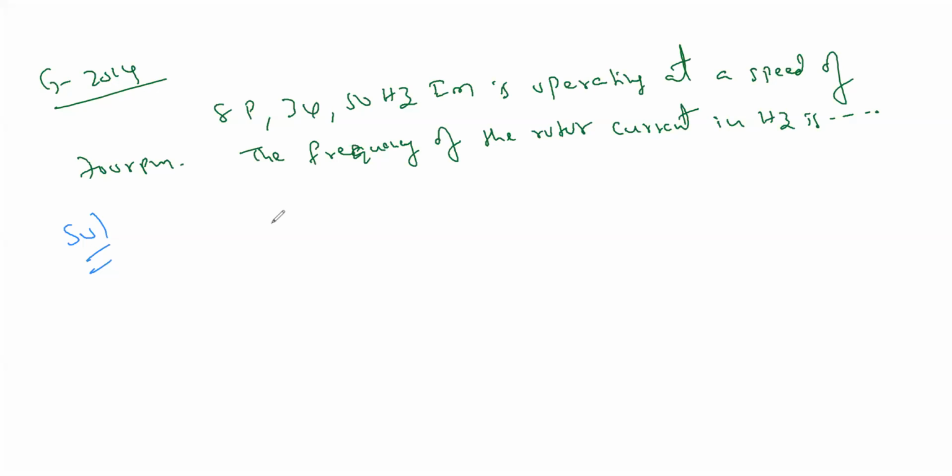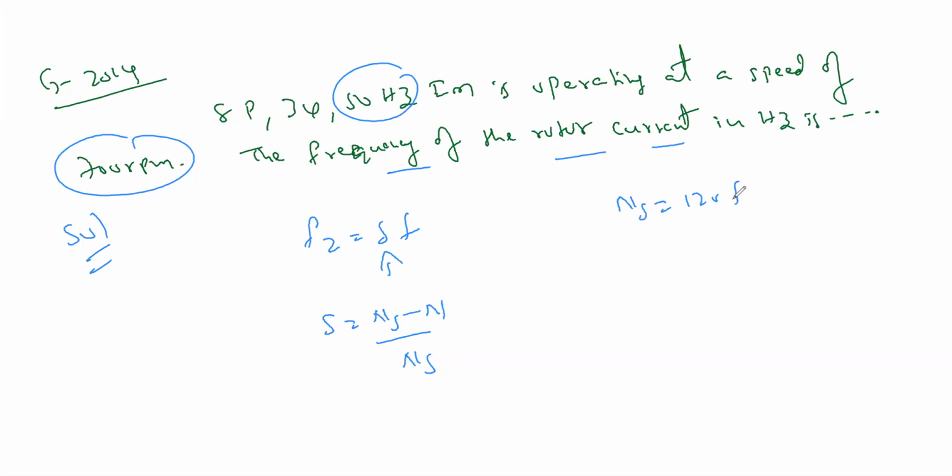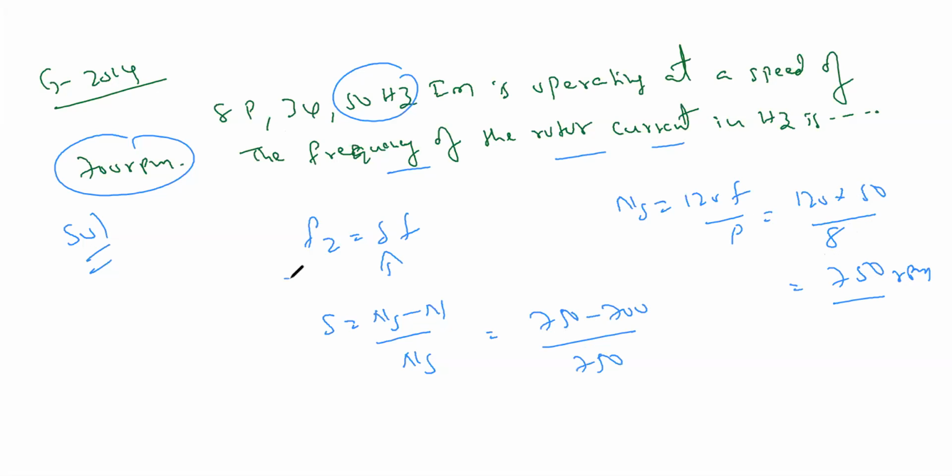So any issue here? It's simple, right? Frequency of rotor currents F2 equal to S F. F is 50 Hertz, S calculate करना. S is Ns minus N by Ns. N तो पता है, स्पीड 700. Ns चाहिए. Ns is 120 f by P, 8 poles. How much is this? 750 RPM. So calculate this. That's all.